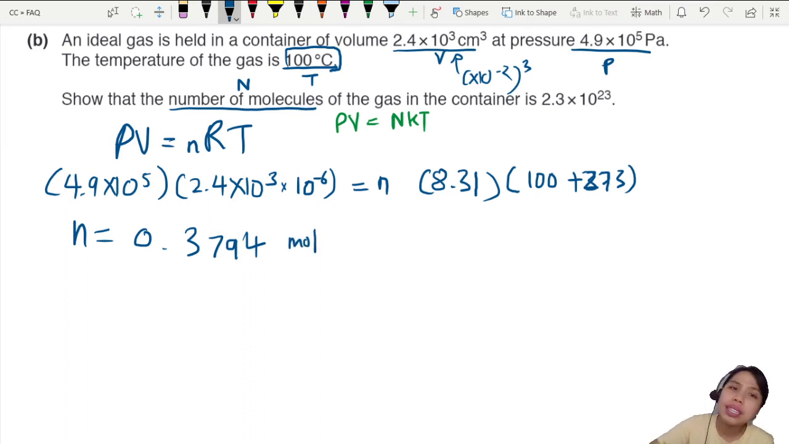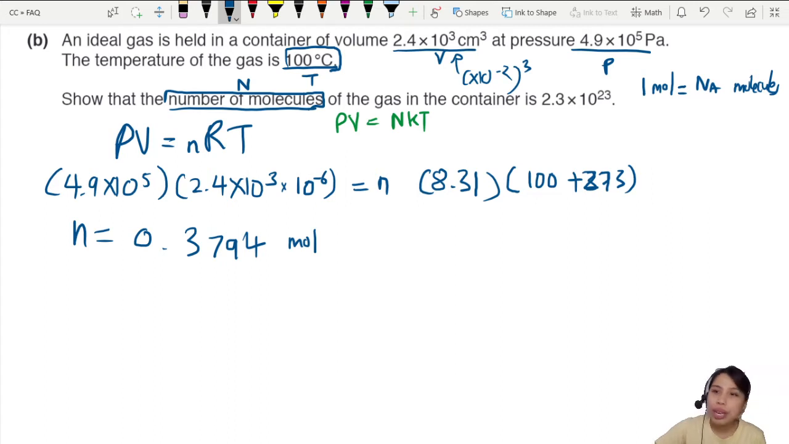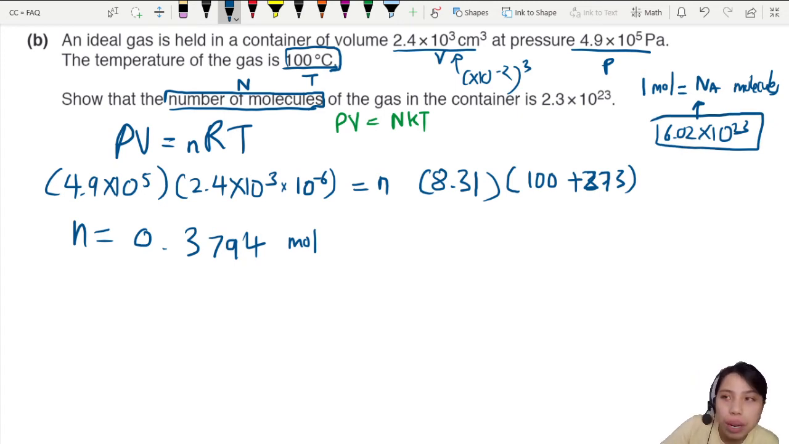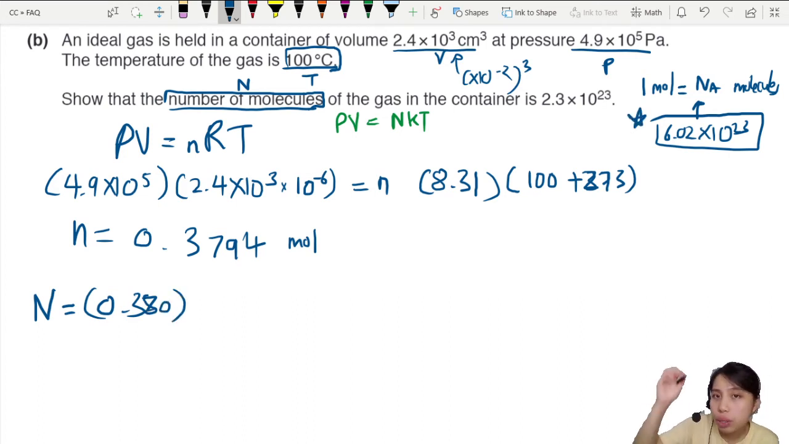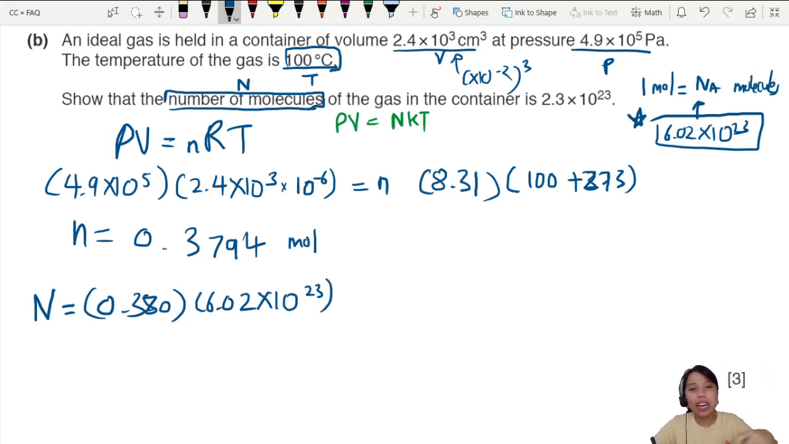This is the amount of substance, but they want the number of molecules, big N. You need to know the definition of a mole. In 1 mole of substance, there are an Avogadro number of molecules. What is the Avogadro number? In 1 mole of substance, there are 6.02 times 10 to the power of 23 molecules. 1 mole of anything, carbon, oxygen, has this many inside. So we have 0.379 moles, let me just round off to 0.380. The number of molecules will be 0.380 times Avogadro's number, which is also given in the formula sheet at the beginning, so 6.02 times 10 to the 23. Now we can see how much we get for this.